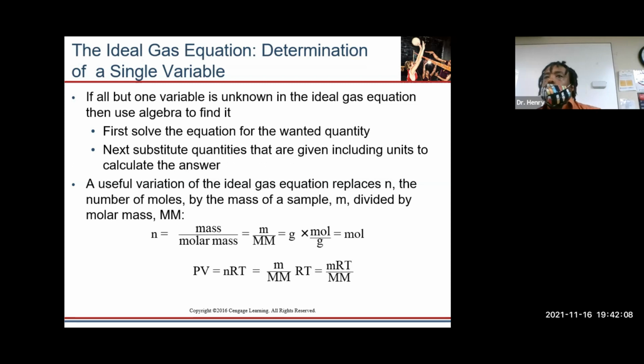So we know that the number of moles can be calculated by dividing the mass by the molar mass. Since we know that, we can modify this equation, and this allows us to figure out things like density. How do we calculate density? Mass over volume. So I can calculate the density of a gas using the ideal gas law.